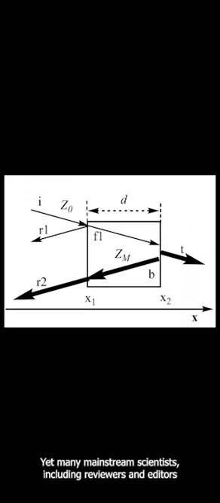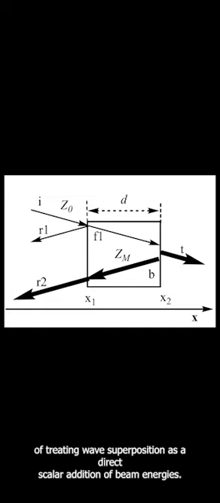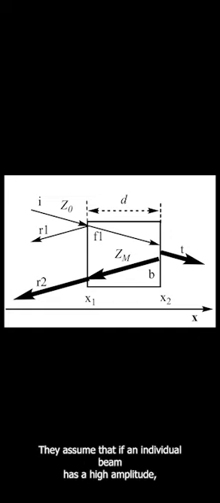To resolve this mystery, we must first clear up a massive, widespread error. Wave superposition is the superposition of wave field amplitudes, which are complex vectors, not the superposition of energies. Yet, many mainstream scientists, including reviewers and editors of prestigious SCI physical journals, frequently make the childish mistake of treating wave superposition as a direct, scalar addition of beam energies. They assume that if an individual beam has a high amplitude, it must independently carry a massive amount of isolated energy. But physics tells us otherwise.